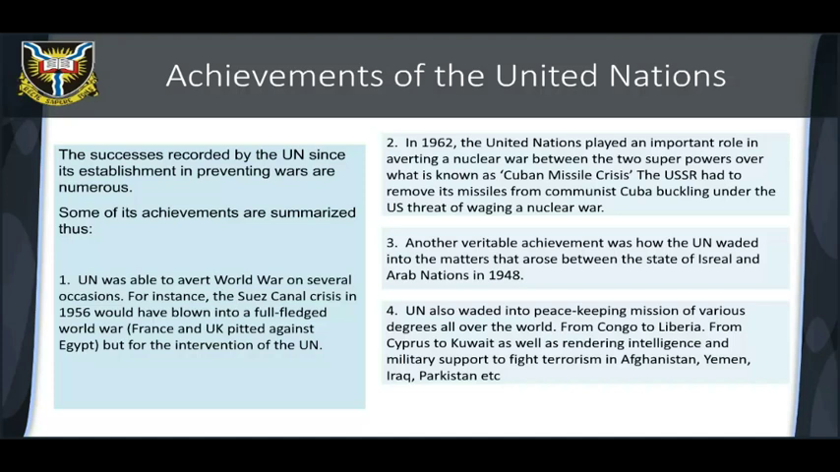2. In 1962, the United Nations played an important role in averting a nuclear war between the two superpowers over what is known as Cuban Missile Crisis. The USSR had to remove its missiles from communist Cuba, buckling under the US threat of waging a nuclear war. 3. Another veritable achievement was how the UN waded into the matters that arose between the State of Israel and Arab nations in 1948.